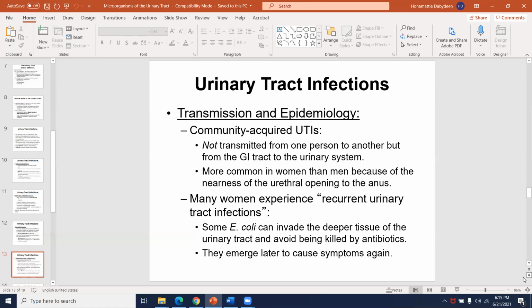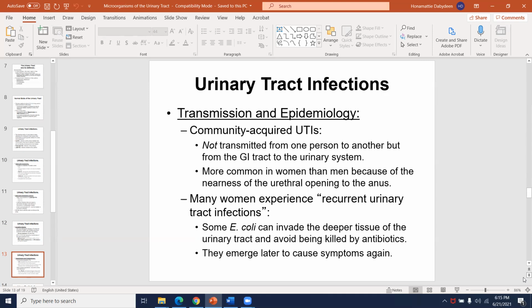Community acquired UTI, usually not transmitted from person to person, like I said, except sometimes during sexual intercourse, or if you're inserting anything in the urinary tract. Okay, most of the time, women more than men, because of the nearness of the urethral opening to the anus, it will be contaminating yourself.